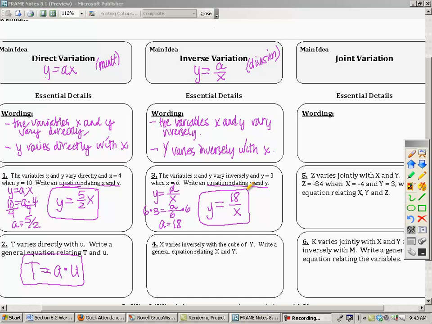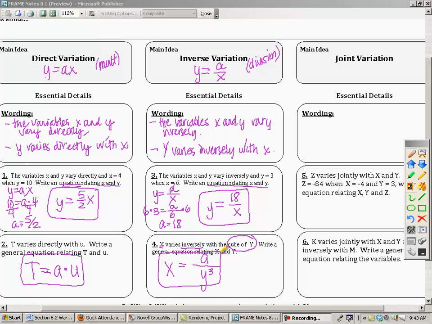X varies inversely. Now they started with x this time. X varies inversely. That means a over something. The cube of y means you take y cubed. This one's a little different one, and I put that one on there because there are going to be times when we start throwing our exponents back at you again.